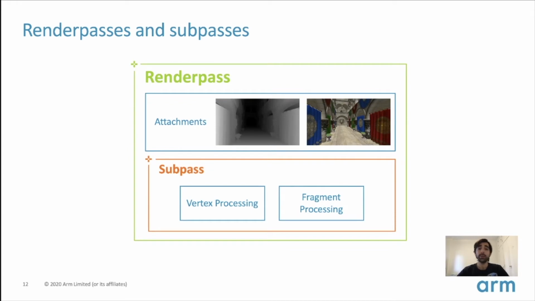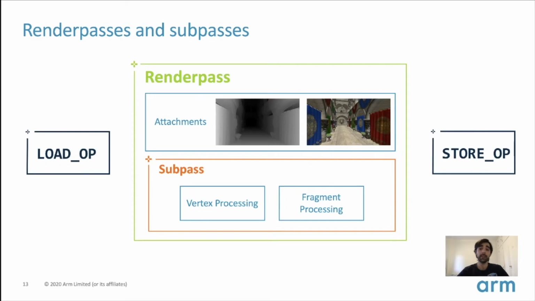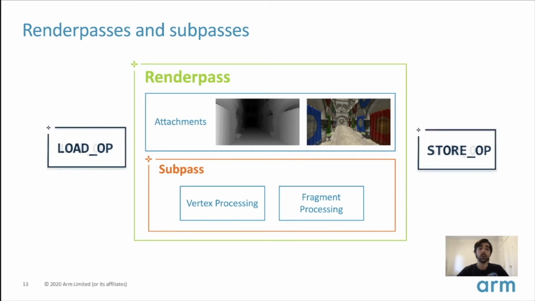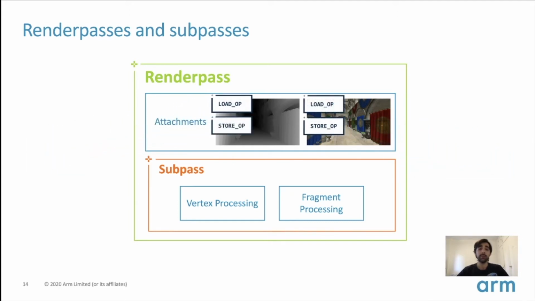Here, another thing that we specify in Vulkan is, for each of these attachments, what we're going to do before the render pass and after the render pass. And these are known as load and store operations. These load and store operations are specified for each attachment. And what we're saying here is what we want to do with that attachment at the beginning of the render pass and at the end.